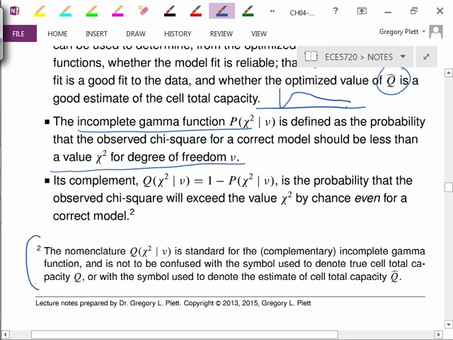In our context, it might be confusing because q is capacity, the number q is capacity, the number q hat is an estimate of capacity. This is neither. This is a function q. So observing that it's a function might help you distinguish between it. It's not either of the first two things. It's a third thing by itself. And it's defined to be 1 minus the incomplete gamma function. It's the probability that the observed chi-squared will exceed some value in the argument of this function by chance, even for a correct model.